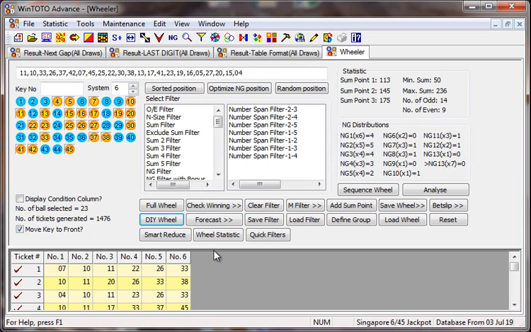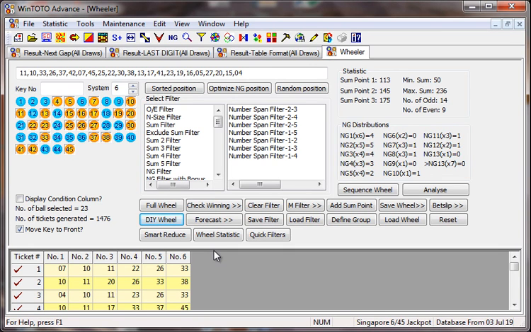Wow, I tell you. 2,259 minus 1,476. Your total number of tickets reduced is 783. If you divide by 2, your saving is 391. Let me tell you, WinTOTO Advance is currently on sale at 598. With 391 in savings, you can easily buy one WinTOTO software. So the pricing for WinTOTO software is justified many times over.